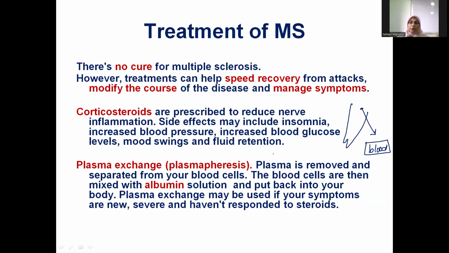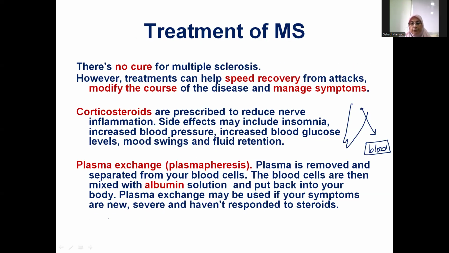Then, instead of returning the RBCs or the blood cells in general to the plasma, you mix those blood cells with albumin instead of serum, and then you return them to the body. So it's just like you exchanged the plasma of the patient that might contain antibodies and substituted albumin, which does not contain antibodies. Plasma exchange, or plasmapheresis, is really useful whenever the patient is irresponsive to steroids.